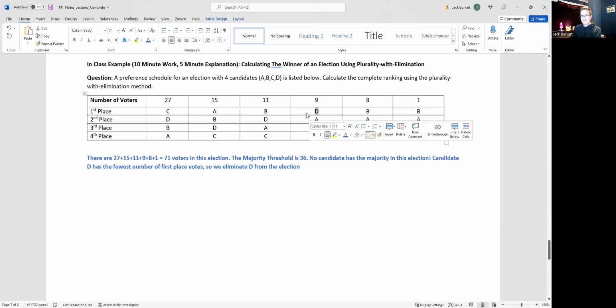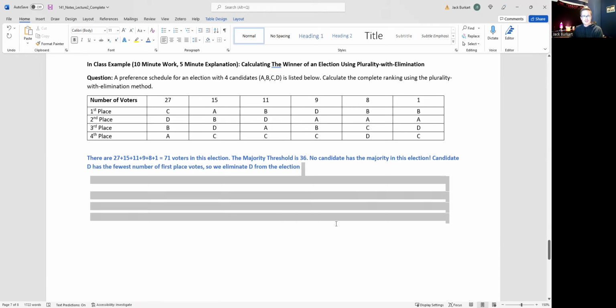What this is going to mean in practice is that these 9 people who voted D in first place, their vote is going to be transferred to A. But that's also going to make A the second preference right here. So this can be a little bit confusing. So what I like to do is just rewrite the preference schedule at this point. So I'm going to unveil that quickly right here.